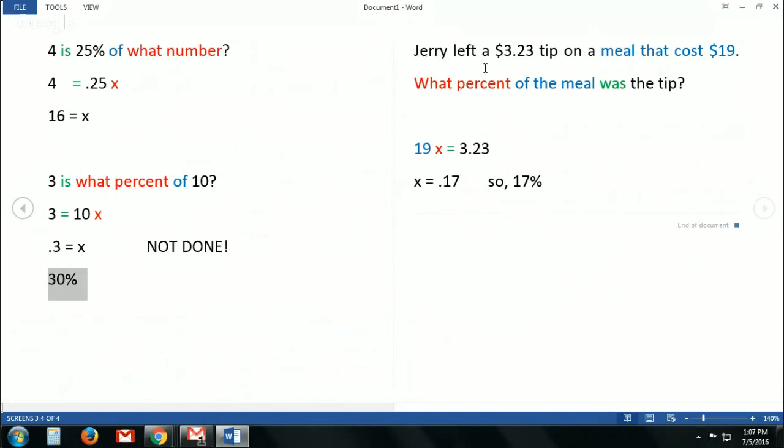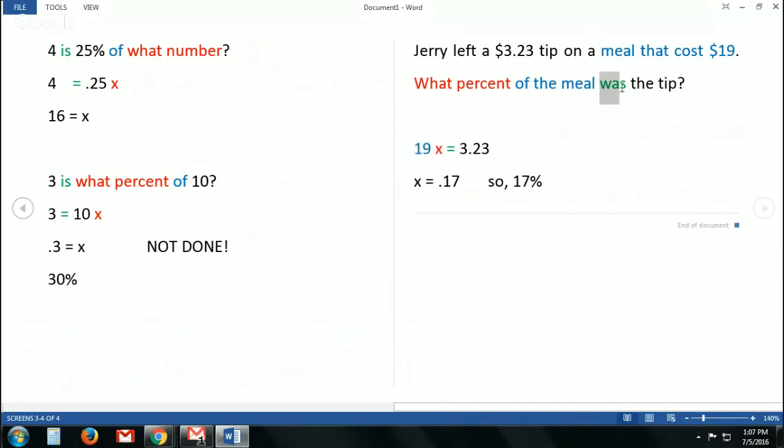Jerry left a $3.23 tip on a meal that cost $19. What percent of the meal was the tip? Let's find our key words. What percent? That's my variable. So that's my X. Of means multiply, and we are multiplying of the meal. So we are multiplying times the meal. What was the cost of the meal? It was $19. So let's take our variable and multiply it by 19.